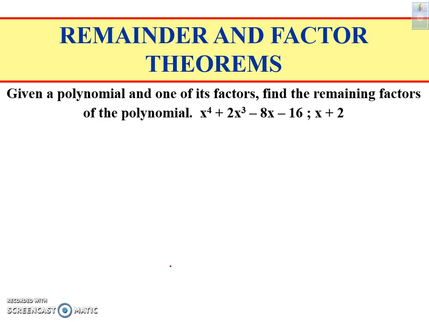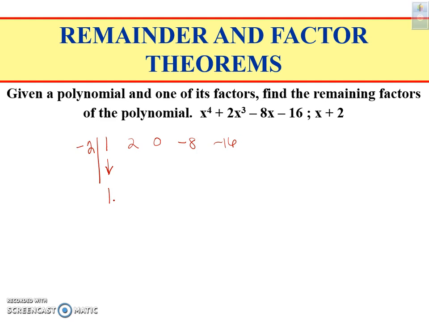Now, this next one, we have a polynomial, one of its factors. Find the remaining factors of the polynomial. Once again, check for your degrees. It looks like the squared term is missing here. So we're going to have 1, then we're going to have 2, a 0 as a placeholder, then negative 8, and negative 16. On the outside, we put our negative 2.